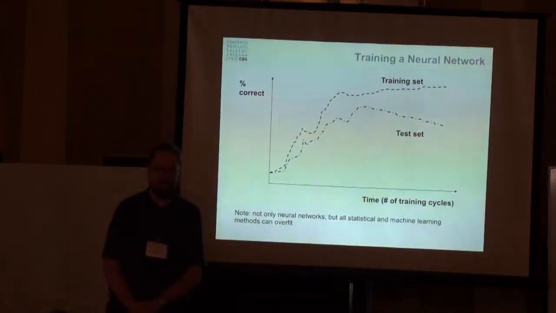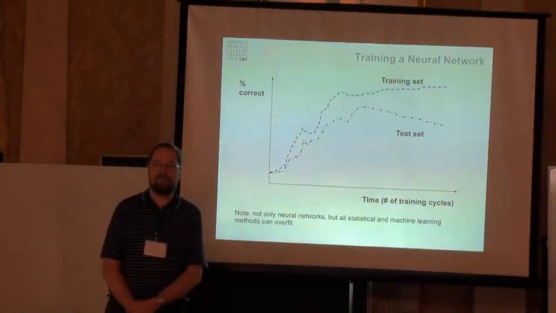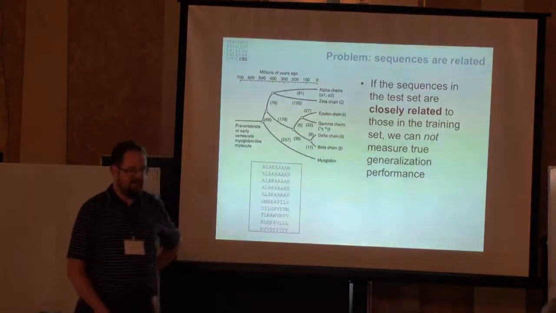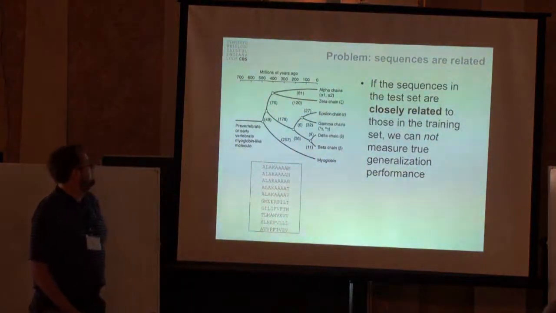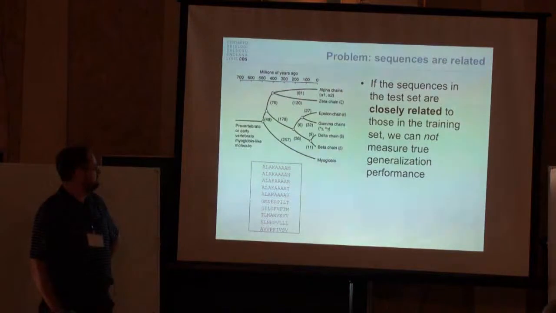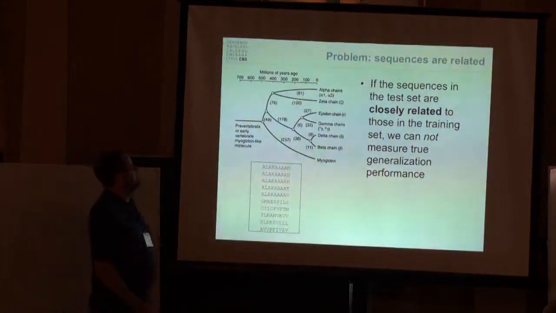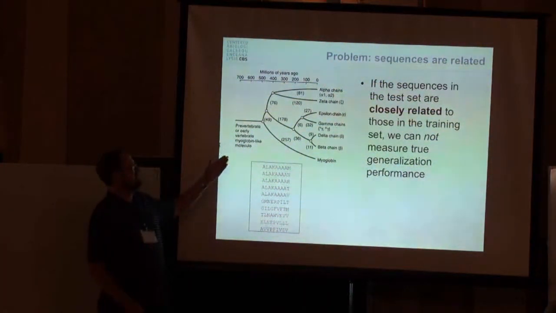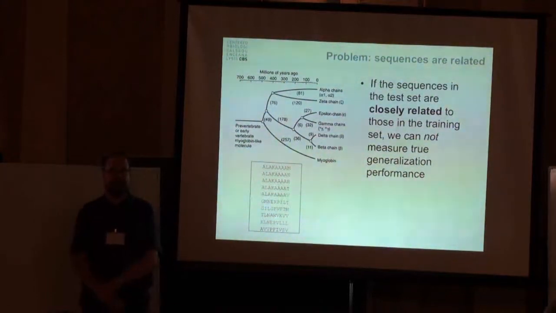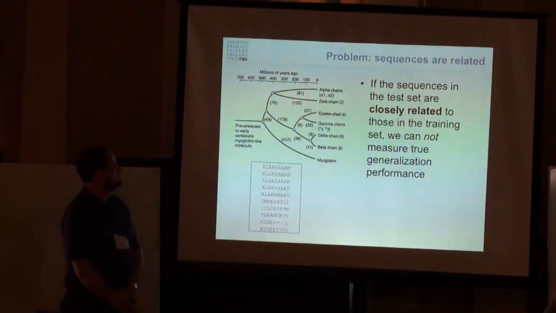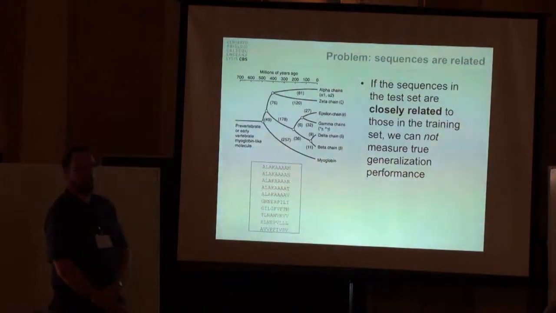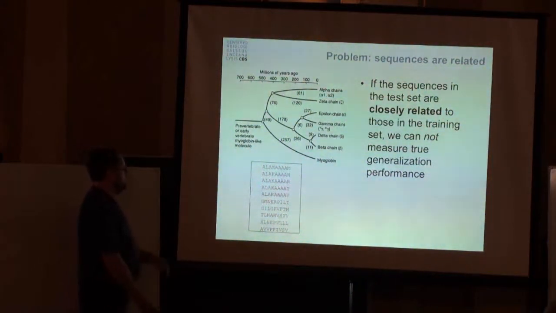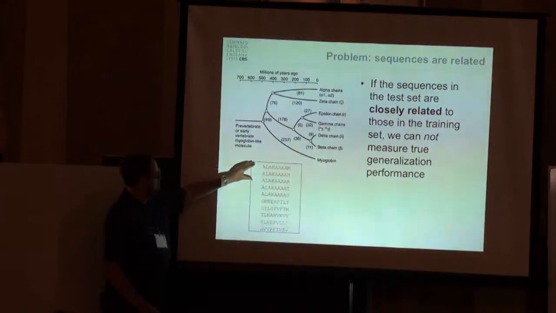And when using biological sequences, the problem is even worse than that, because sequences are related in a tree-like fashion. And if the sequences in the test set are very closely related to those in the training set, we cannot measure a true generalization performance, because if these three were in the test set, then these two in the training set would be almost identical.